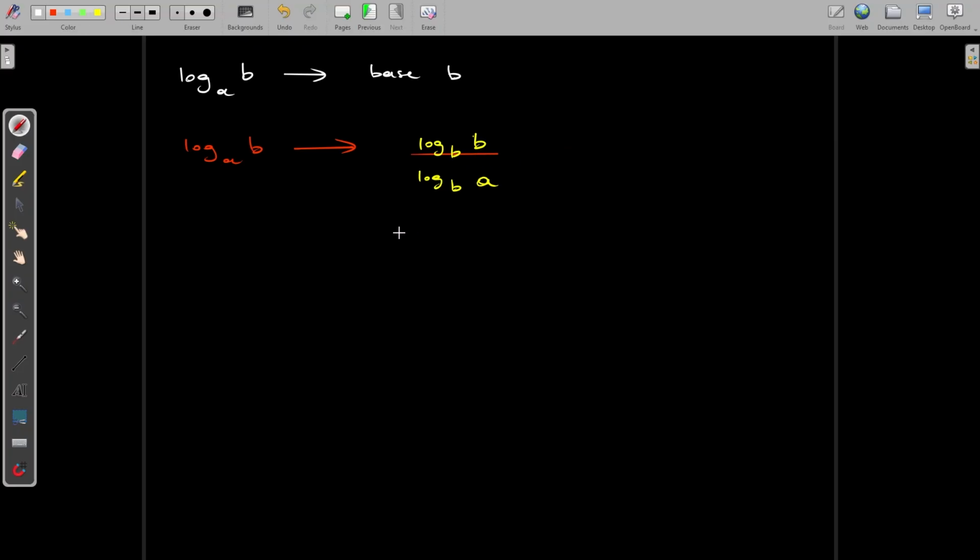However, this can be simplified a bit further, because based on the laws, if we're taking the same base of a number, what's the result?